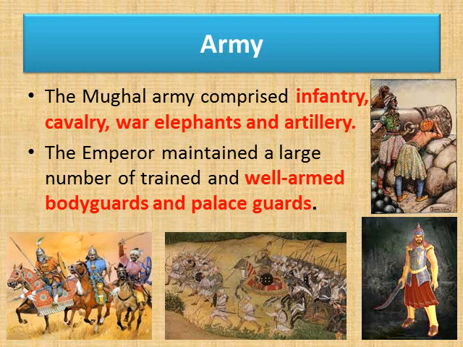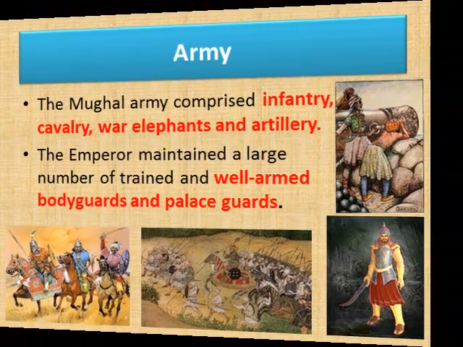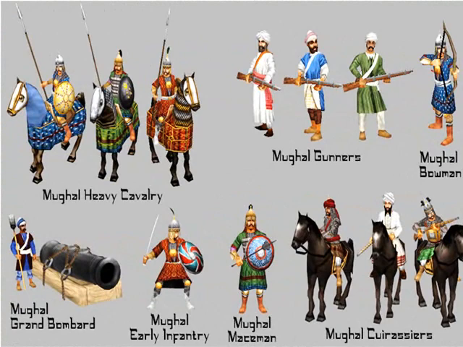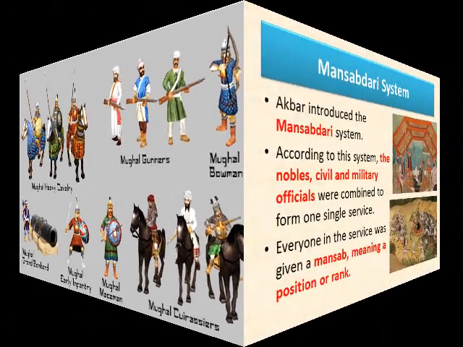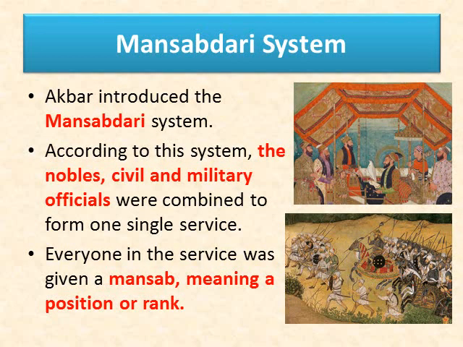The emperor maintained a large number of trained and well-armed bodyguards and palace guards. They were bodyguards for the emperors as well as guards for the palaces. On the picture, dear children, you can find the cavalry, the gunners, the bowmen, and the grand bombard, then the infantry, macemen, etc. Dear children, now let us learn about Mansabdari.